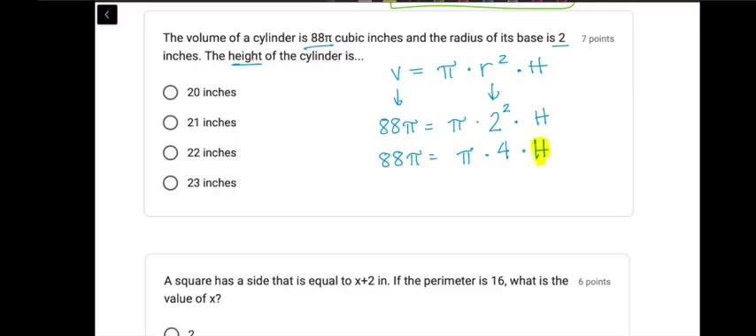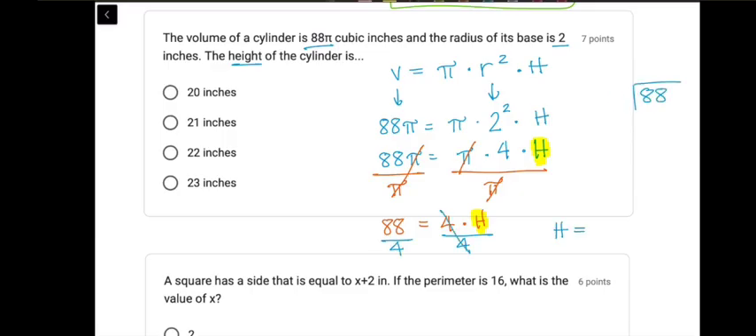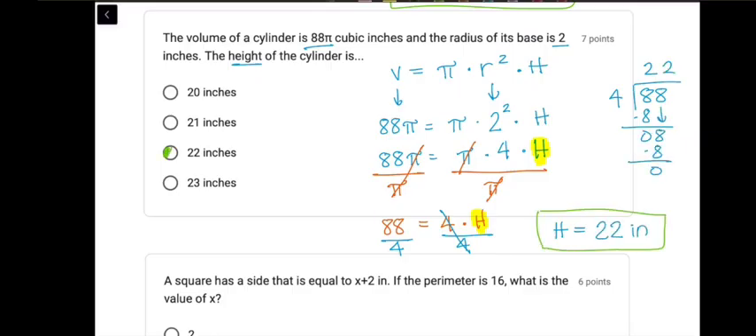Given that I want to get h alone, I'm going to get rid of the other two numbers. I'm going to first get rid of pi by dividing on both sides. Pi goes away, pi goes away. Now I'm left with 88 is equal to 4 times h. And again, I want to get h alone, so I'm going to divide by 4. That will leave me with h is equal to 88 divided by 4. 4 fits into 8 twice, giving us 2. And once again, 4 fits into 8 twice, giving us 2. So the answer would be 22 inches is the height of the cylinder, making the answer C.